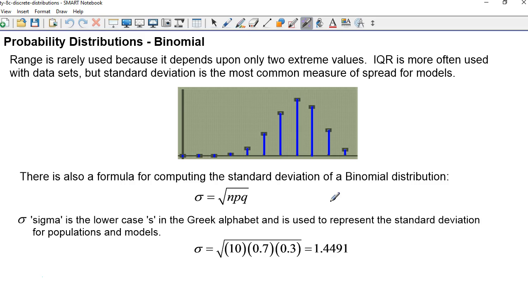So here, it turns out that sigma, the standard deviation, can be shown for a binomial distribution to be the square root of n times p times q, where n is the total number of trials, p is the probability of success, and q is the probability of failure. So here, the n would be 10, the probability of success, having a head, would be 70%, and the probability of failure would be the other 30%. So the square root of 10 times 0.7 times 0.3 is 1.4491.